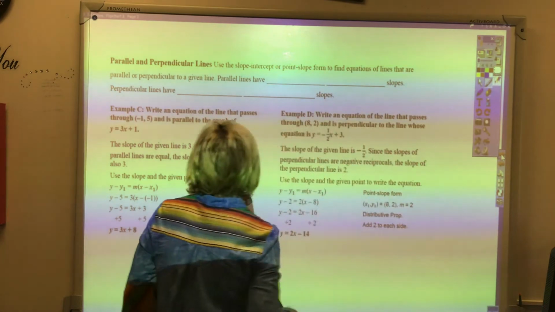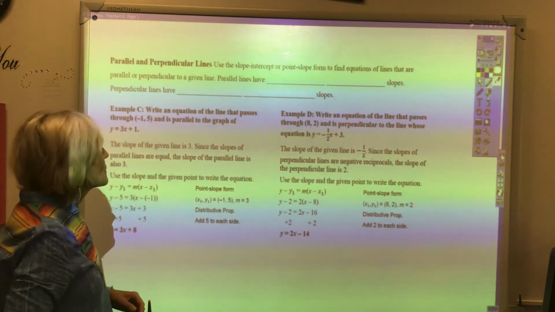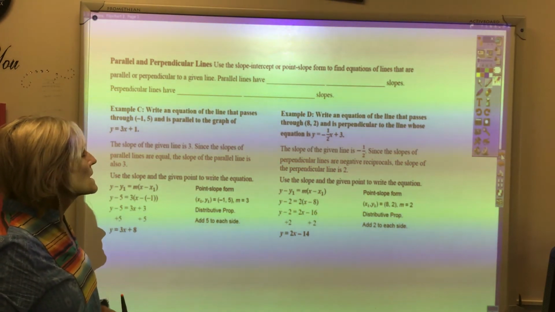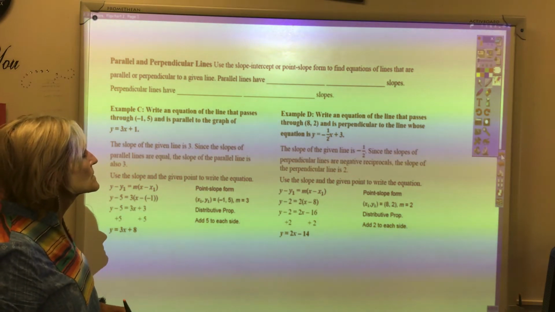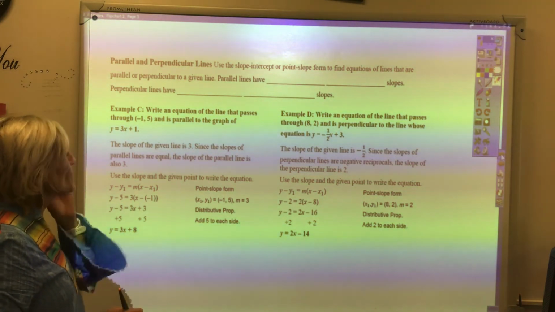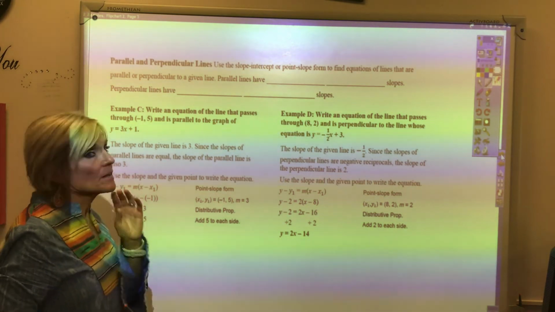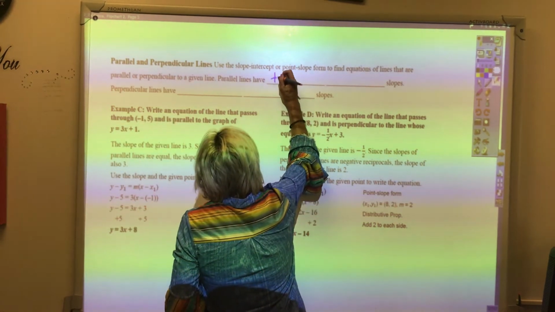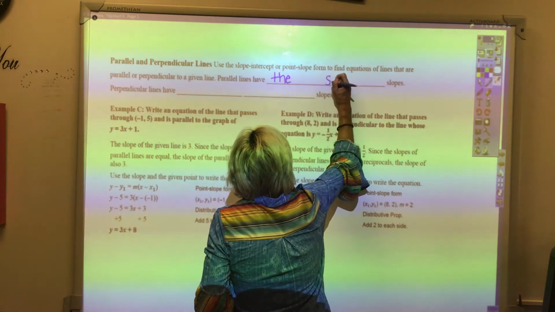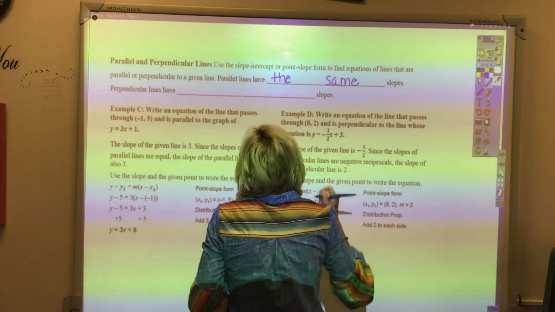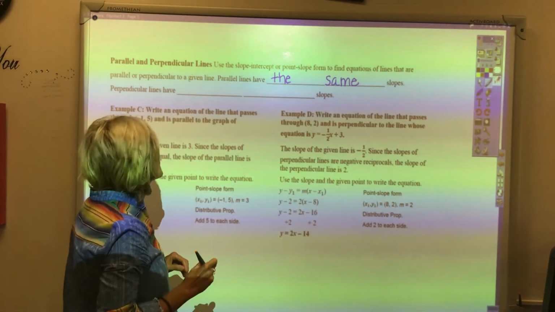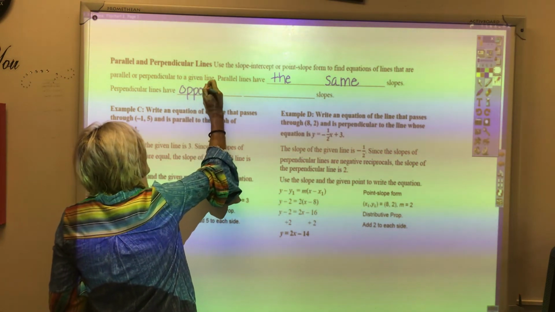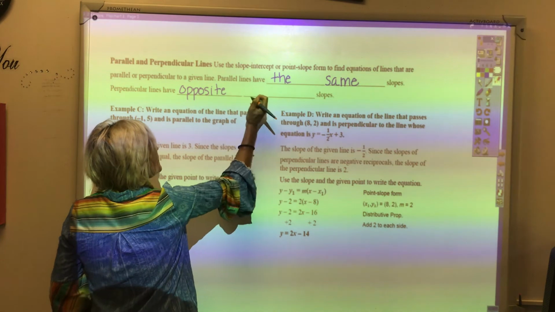Okay, before we work with our point-slope form, we want to talk about parallel and perpendicular lines. So use the slope-intercept or point-slope form to find equations of lines that are parallel or perpendicular to a given line. Parallel lines have the same slopes. Perpendicular lines have slopes that are opposite reciprocals.